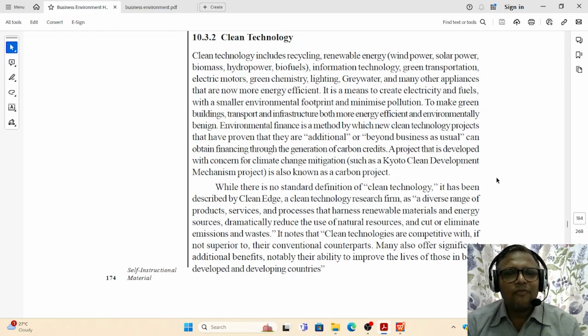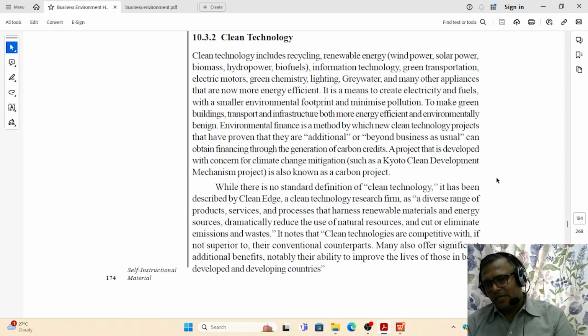Thus, environmental finance is a method by which new clean technology projects that are proven, and that go beyond business as usual, can obtain financing through the generation of carbon credits. A project that is developed with concern for climate change mitigation, such as a Kyoto Clean Development Mechanism project, is known as a carbon project.